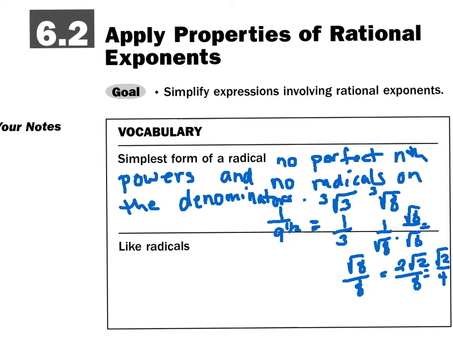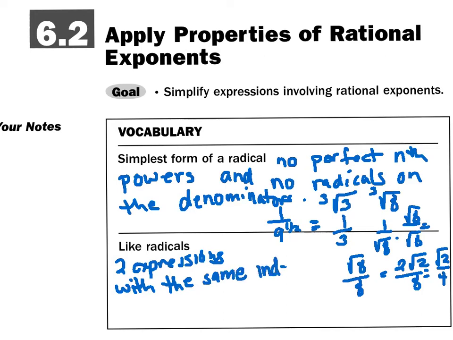Okay, like radicals are two expressions with same index and radicand. So that means like 2 times square root 8 plus 3 times square root of 8. Those are like radicals, so we could add those together and say that's really 5 times the square root of 8.